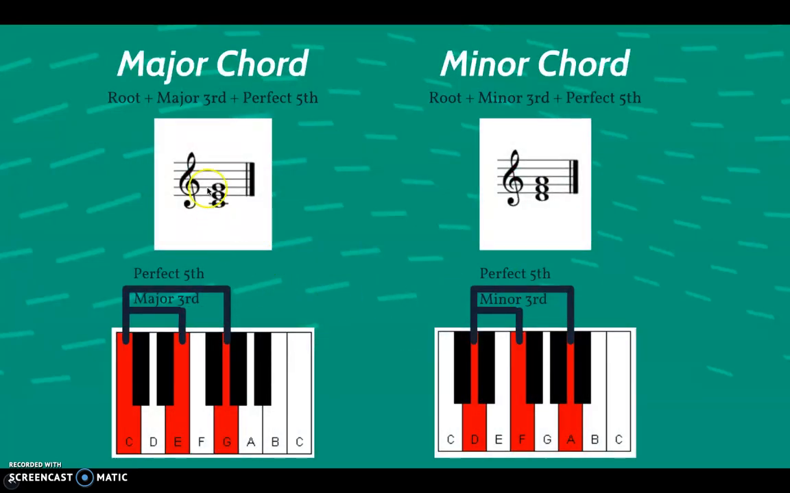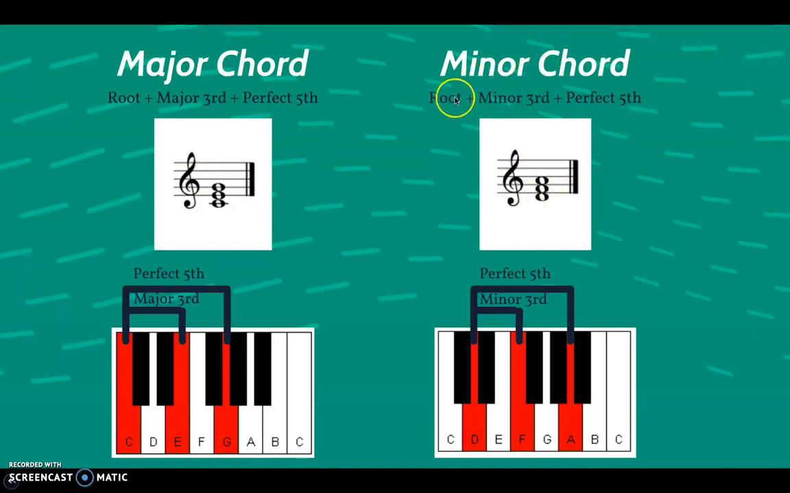Next, we have a couple of examples of a major chord and a minor chord. This major chord is built with the root plus the major third and then the perfect fifth. Okay, so here you can see on a keyboard how this is laid out. Here you have the relationship between the C and the E, which is a major third, and then the C and the G, which is a perfect fifth. This creates a major chord.